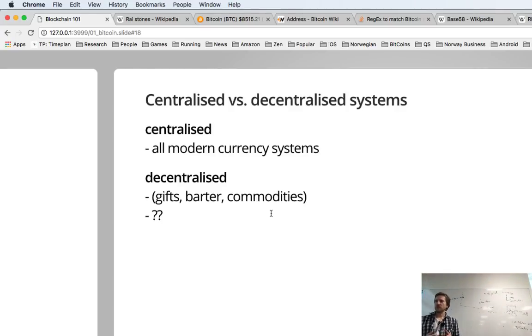Okay, so centralized versus decentralized. All modern currency systems are centralized. They have some sort of authority which manages the system. Gift economy, barter, commodity economy, all those previously discussed economies didn't have a central authority. Even the Kai stones, there was no authority, just people agreed. There was a kind of consensus of what those huge round stones mean, right? So decentralized systems fit in here.